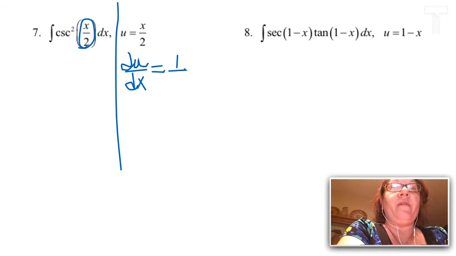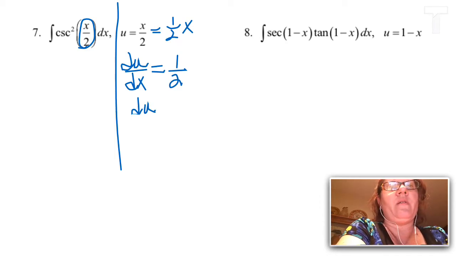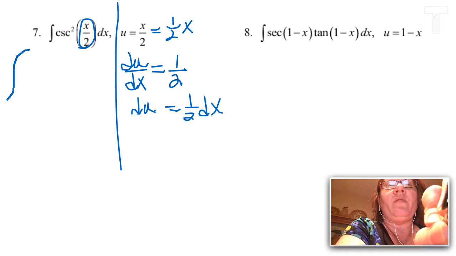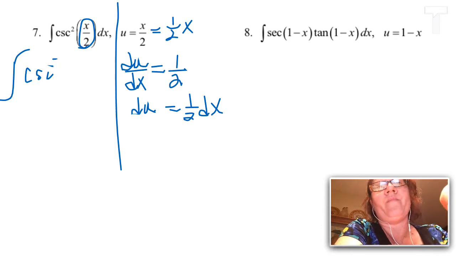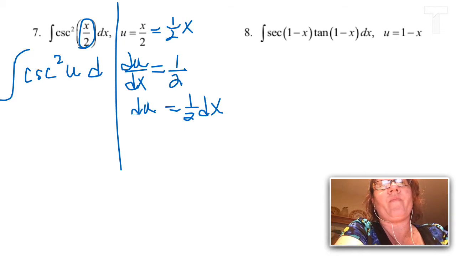That's really just a half. Remember, because this is really 1/2 x. And so if I get du by itself, then I'll get 1/2 dx. So now I have the integral so far of cosecant squared of u, that stuff all got substituted for.